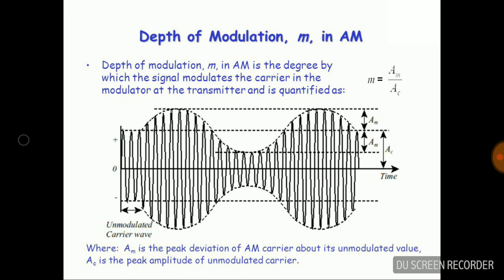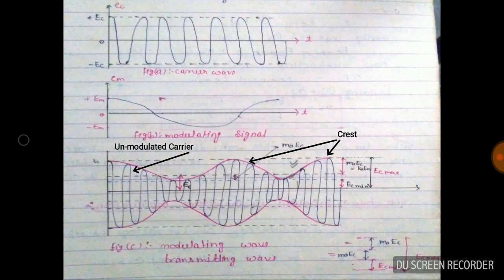Now, degree of modulation or depth of modulation in amplitude modulation. The depth of modulation is the degree by which the signal modulates the carrier in the modulator at the transmitter, and is quantified as m equal to amplitude of modulating signal upon amplitude of carrier. This is the carrier voltage, this is the modulating voltage, and this waveform is the modulated wave.